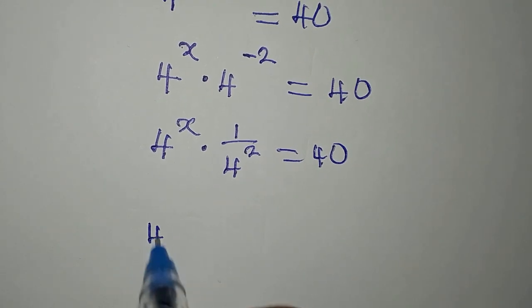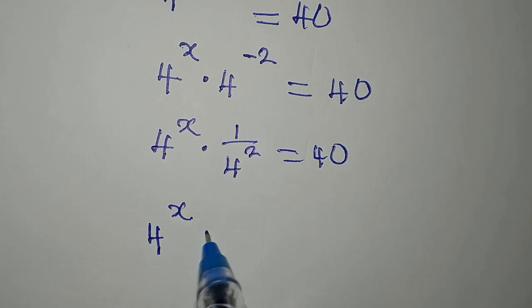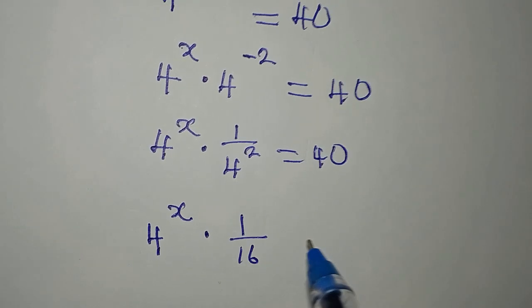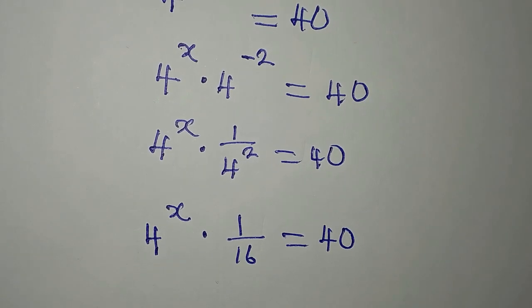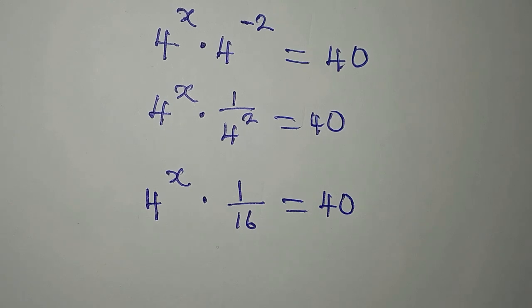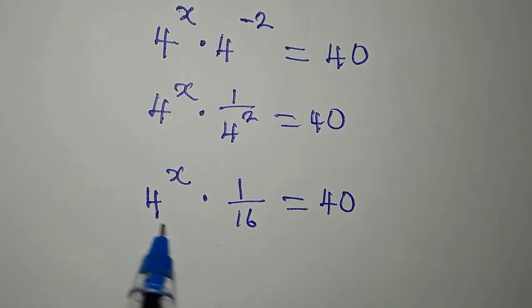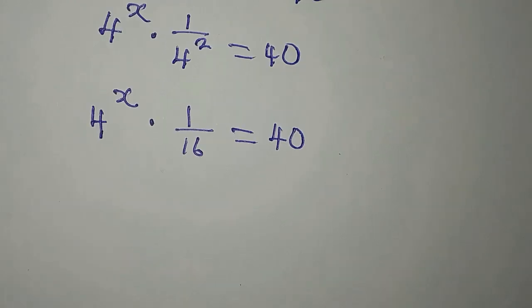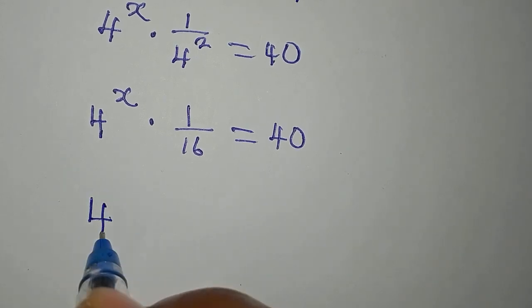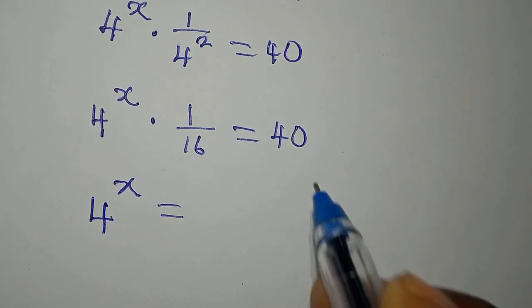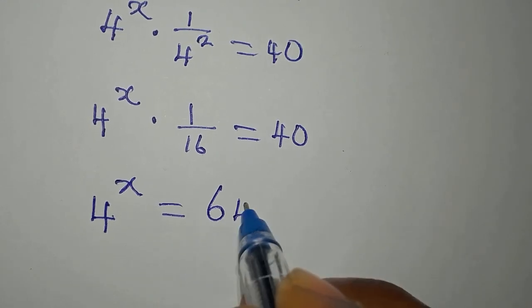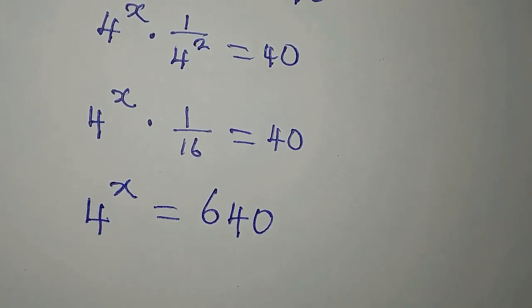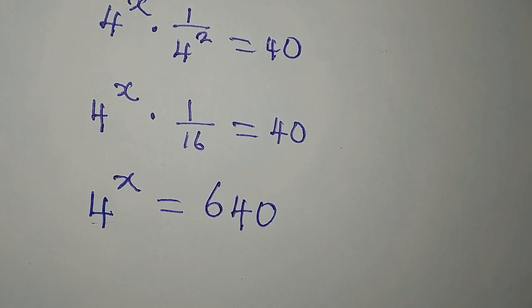If we continue, we have 4 to the power of x multiplied by 1 over 16, and it's equal to 40. At this point we can cross multiply, and 4 to the power of x will be alone. So if we cross multiply, 4 to the power of x will be equal to 40 times 16, and that will give us 640. Now at this point we can take the log of both sides.